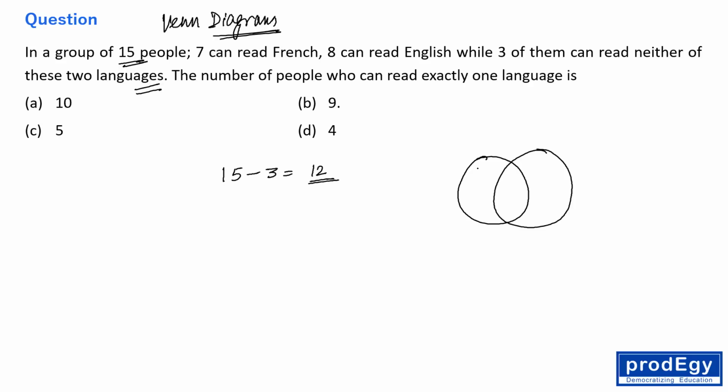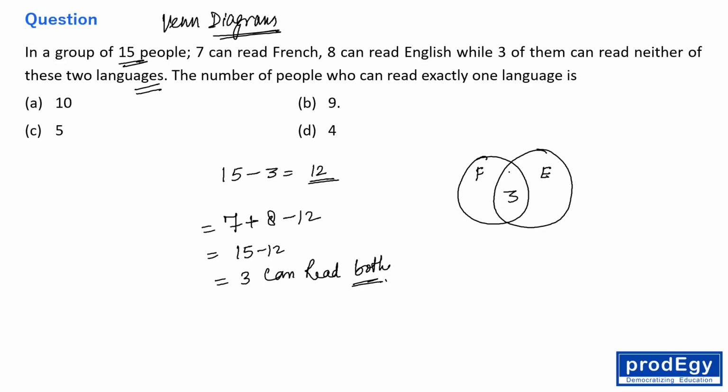Fine, whatever it is. So this is what? French and this is English, right? So 7 can read French, 8 can read English, and 12 can read at least one. So 7 plus 8 is 15 minus 12. So 3 can read both. 3 can read both. Fine. So this is 3. 3 can read both.